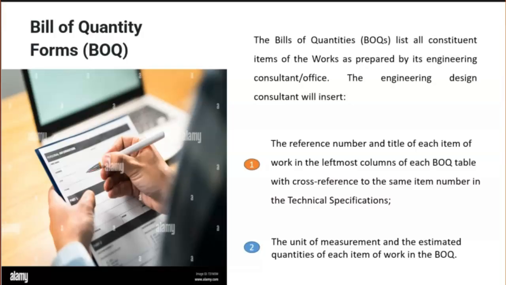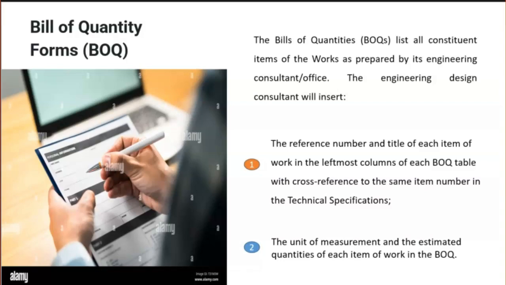B. The units of measurement and the estimated quantities of each item of work in the BOQ. The bidder will fill its unit rate, prices, and total price of each line item in the rightmost columns of each BOQ, depending on the nature and complexity of the works.